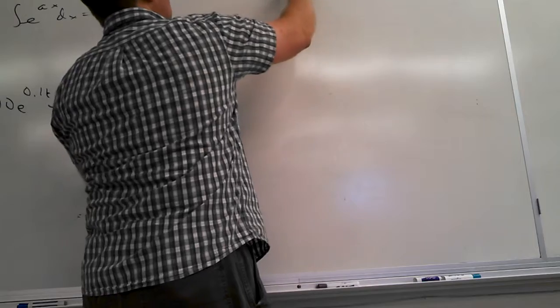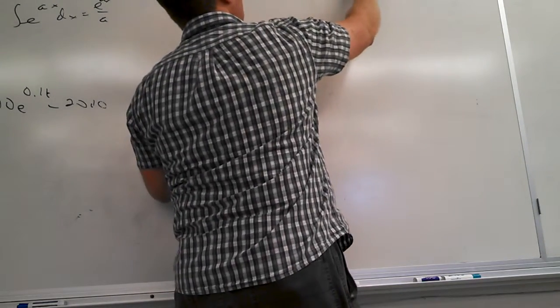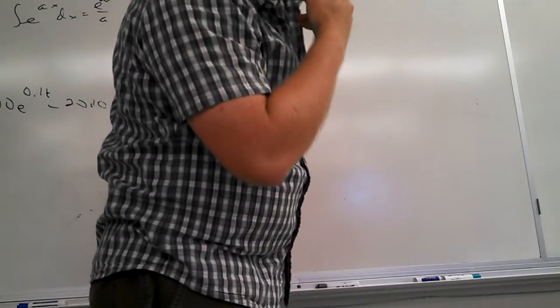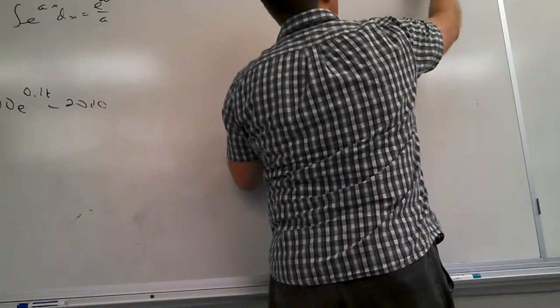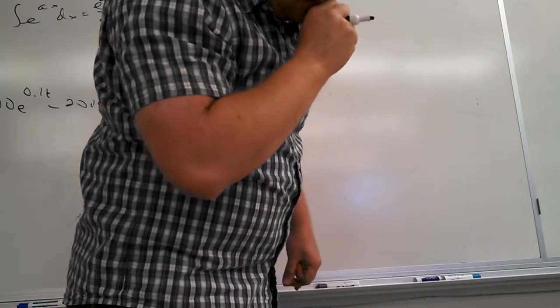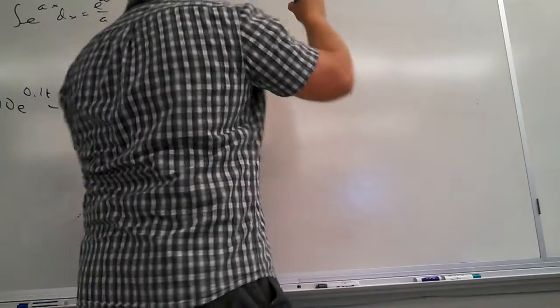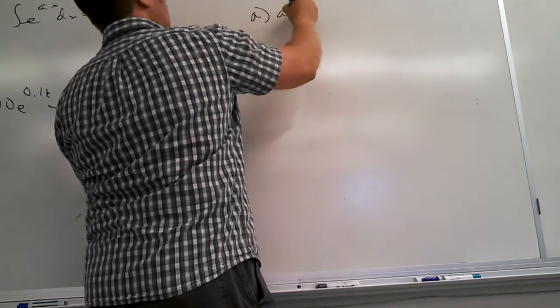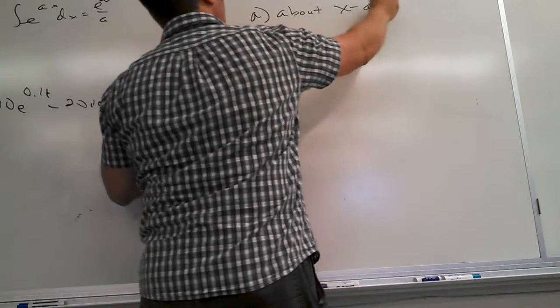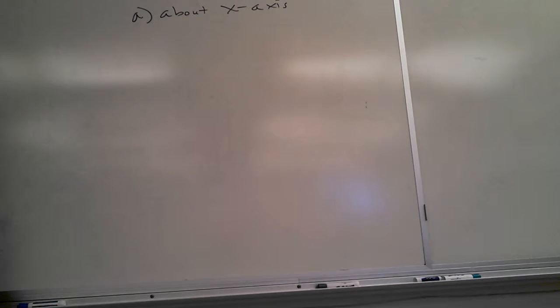This one says, take the region defined by y equals x squared and x squared plus y squared equals 1 and y greater than or equal to 0, and go around the x-axis, go around the y-axis. So we'll do part A first.